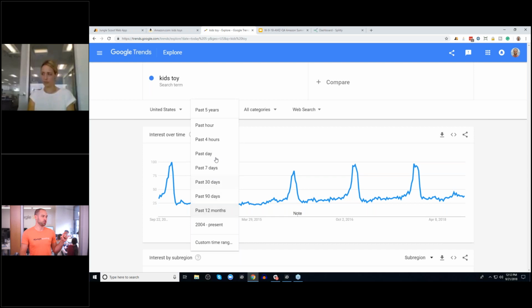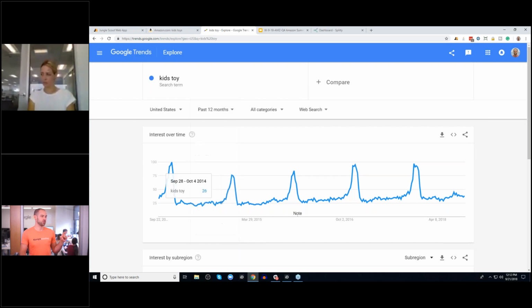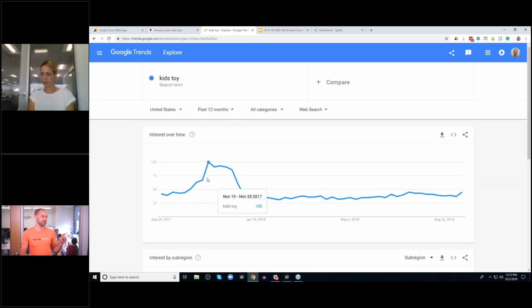And if you change it to, let's say, the past 12 months, you'll see the same thing. The highest period was right around Thanksgiving time. That's the 100. And then in the middle of March, it's 36. So about 36% of the search volume during that period is what there was during the peak period.